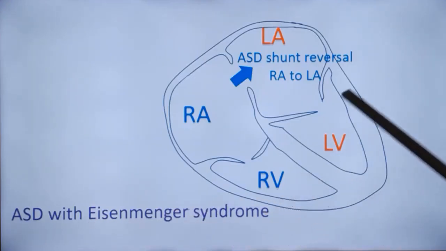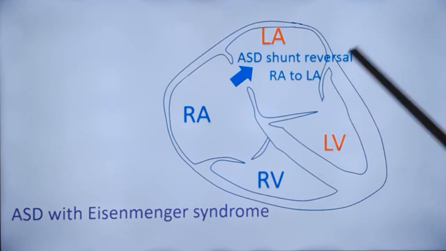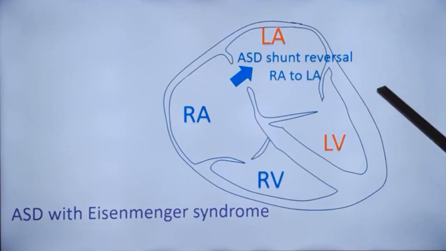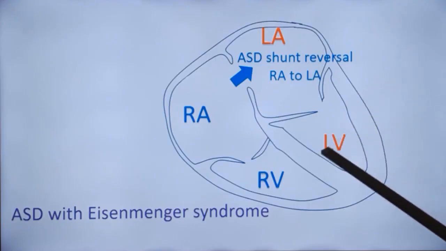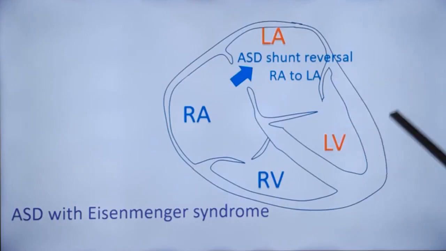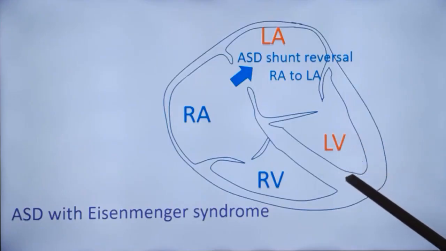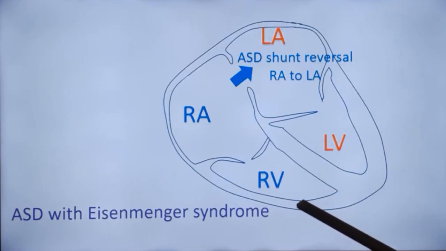Then in PDA Eisenmenger, you can have aortic enlargement because the shunt is received in the region of the aortopulmonary region. Aorta can be enlarged in PDA Eisenmenger. In VSD Eisenmenger, there is no aortic enlargement, there is no cardiomegaly. And in PDA Eisenmenger, sometimes you can see ductal calcification. Inverted Y-shaped ductal calcification may be seen sometimes in persons with PDA Eisenmenger.